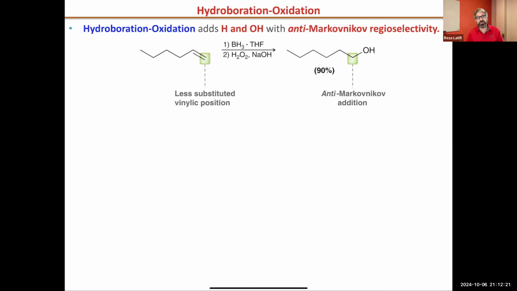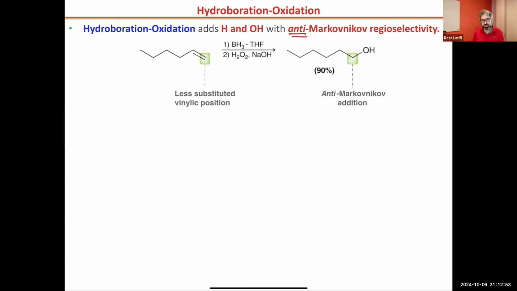In this lecture, I'm going to go through a hydroboration oxidation reaction. This reaction is similar to acid catalyzed hydration. The only difference is that in acid catalyzed hydration, the OH was added to the carbon with more substituents, and we called it Markovnikov's regioselectivity. In this case, the OH will be added to the carbon with less substituents, and that's the reason I'm going to call it anti-Markovnikov's regioselectivity.